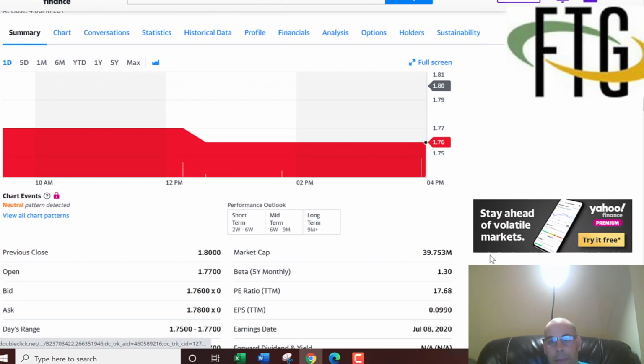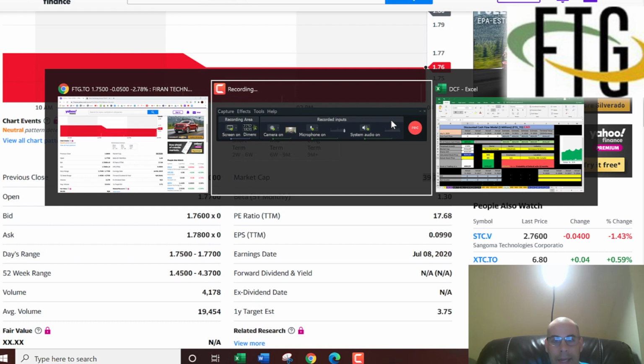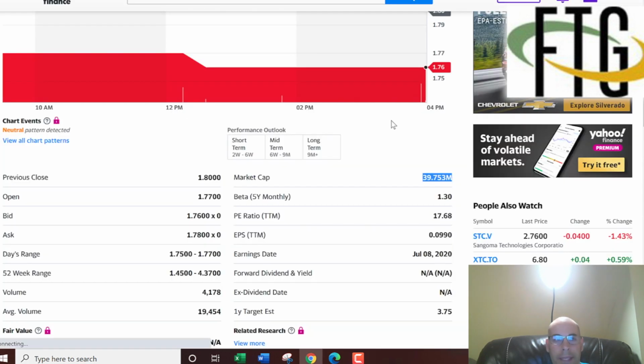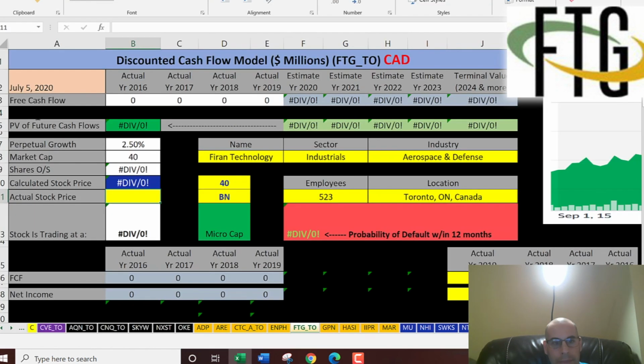This company has a market cap of $39.8 million. It's a tiny company. I generally don't like to invest in companies under 1 billion market cap. It tends to be a little risky. They're trading at $1.75. So that's one share, $1.75.